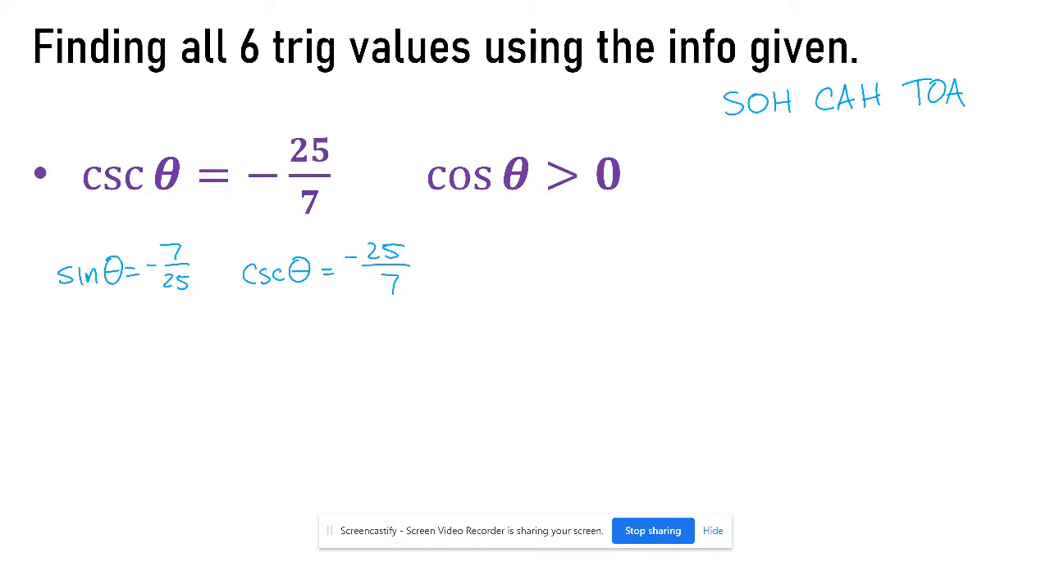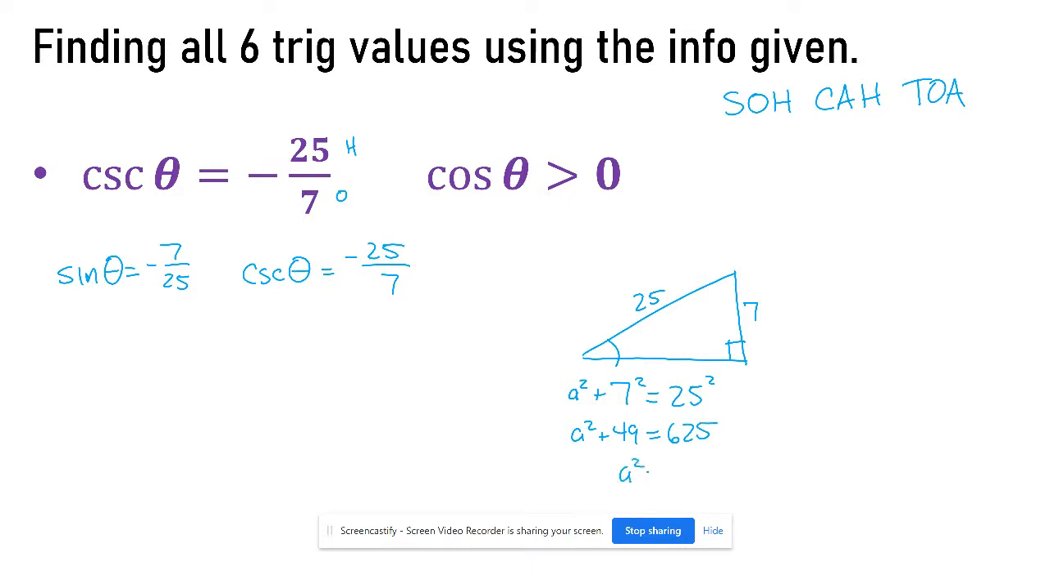So now I'm going to draw my right triangle. This will be my angle. Sine is opposite over hypotenuse. So 7 is the opposite, 25 is the hypotenuse. And then I can find the adjacent side using the Pythagorean theorem. It really doesn't matter which of your legs is A and which is B, as long as the hypotenuse is C. At any rate, we'll get A squared plus 49 equals 625.